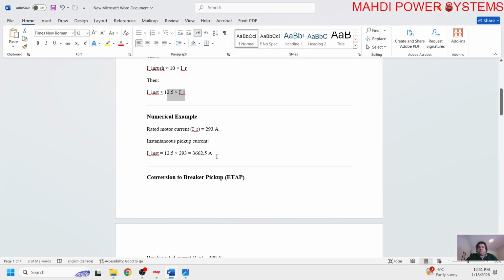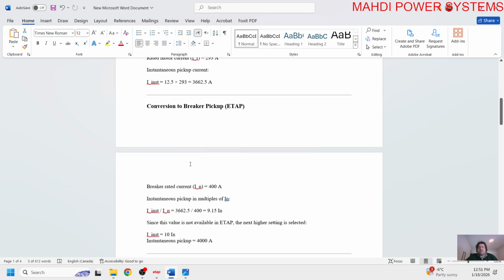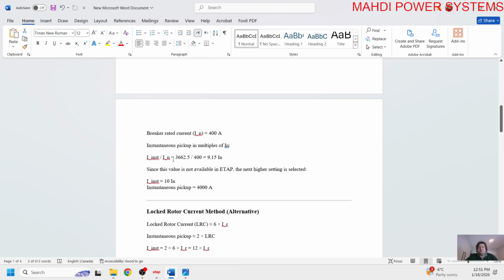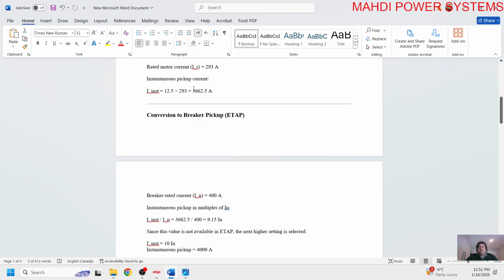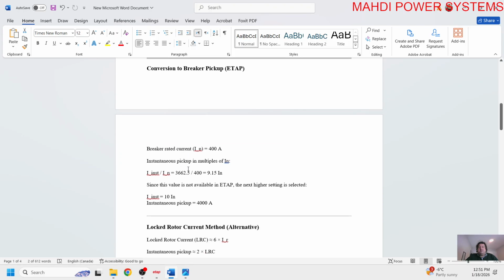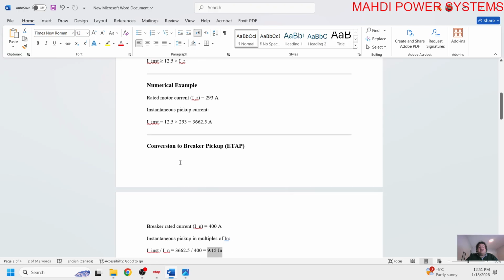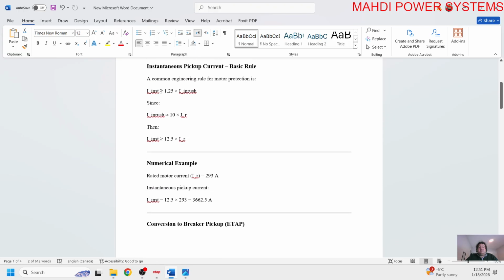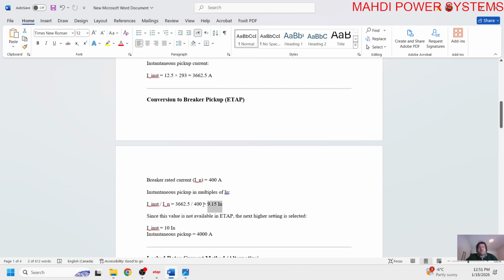For long time, for short time, for every function, we follow this rule. The number that we acquired over 400, which is the breaker rated current, 400 amp, that we sized in the previous video, gives us 9.15. That means this is the setting. These settings should be equal or bigger than 1.